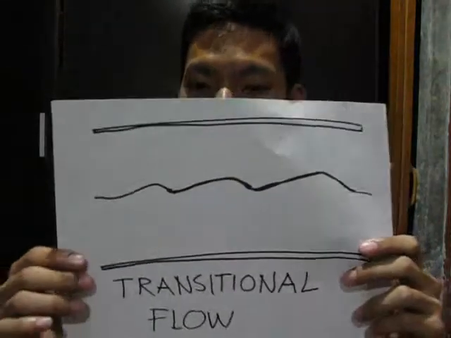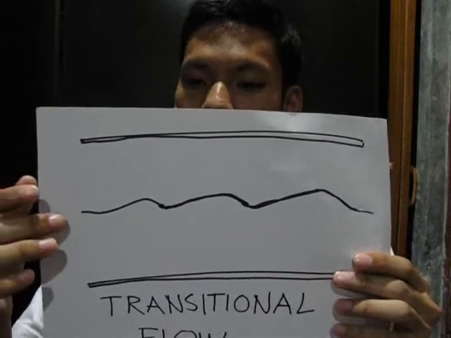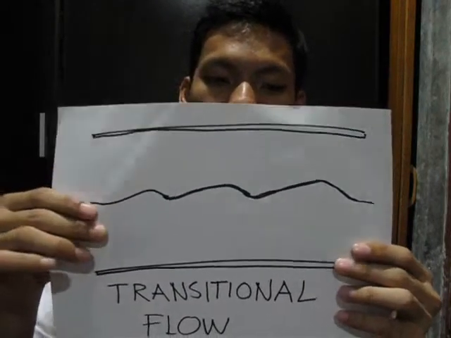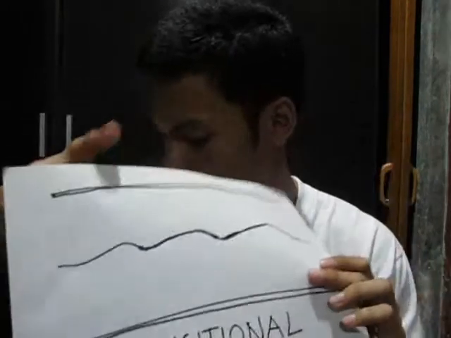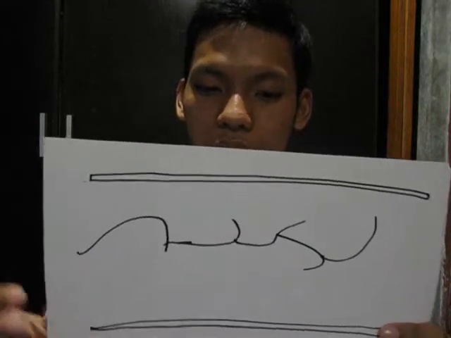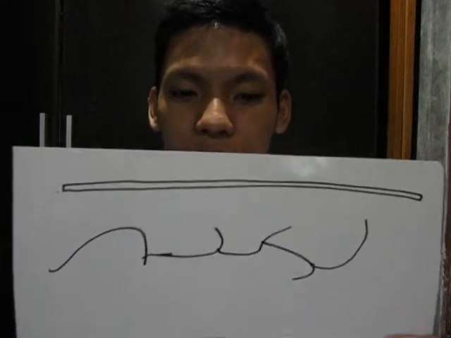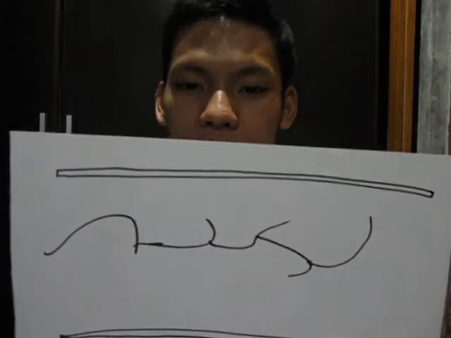Next is transitional flow. In transitional flow, there is a pattern. The fluid is going up and down. And the next one is the turbulent flow. In the turbulent flow, there is no pattern. The direction of the flow of the fluid is unknown. It's like it's being scattered.